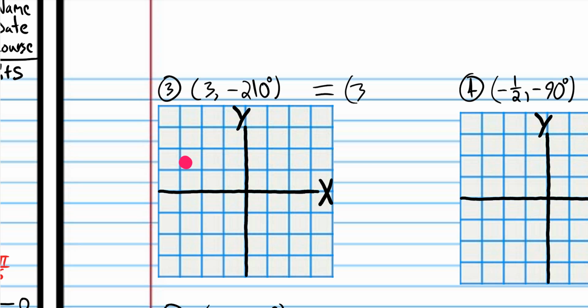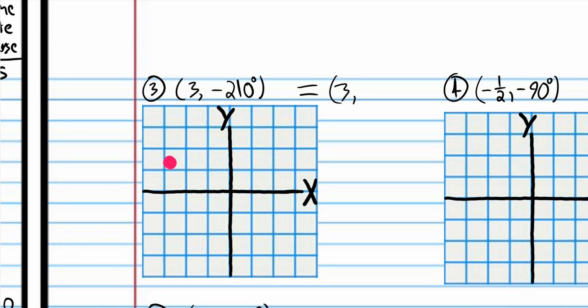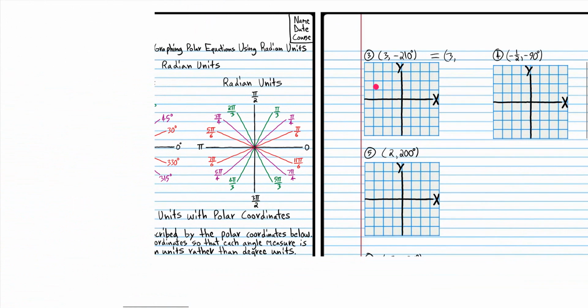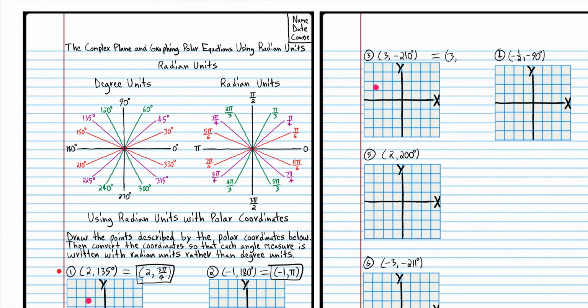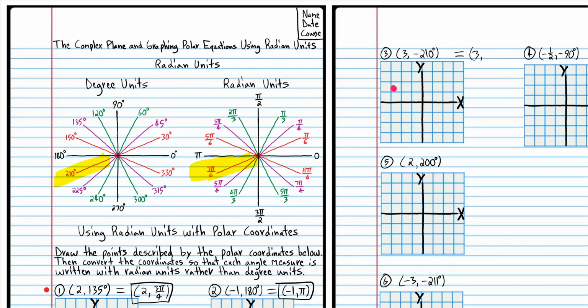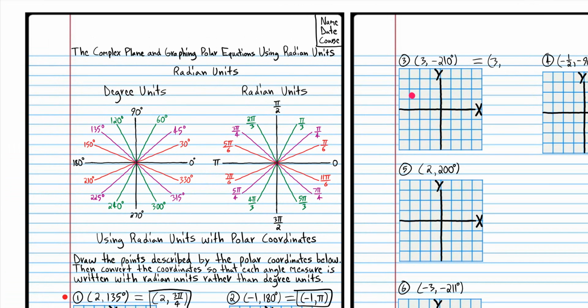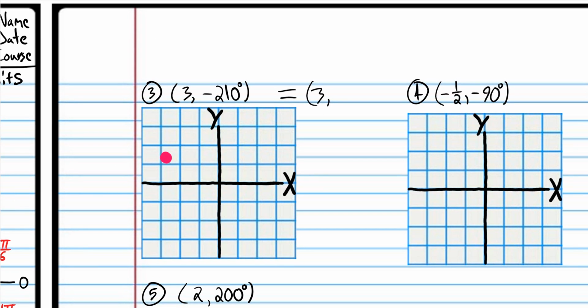And we're going to convert -210 to radian units. So 210 is 7 pi over 6, if you can see that there. 7 pi over 6. So it's just going to be -7 pi over 6.